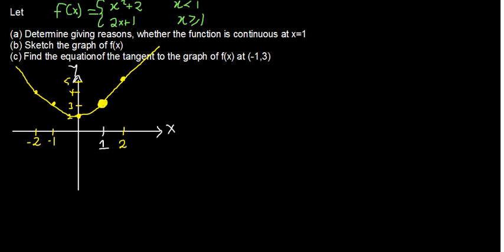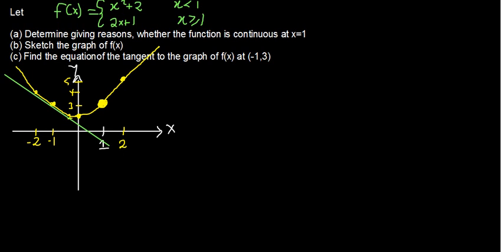And then the next one: find the equation of the tangent to the graph of f of x at negative 1, 3. Negative 1, 3, where is that going to be? Well, this is at this point. So what we want is the equation of the tangent. Let's draw the tangent. So the tangent is going to pass something like that. It should touch that point, negative 1 comma 3. Okay, something like that.